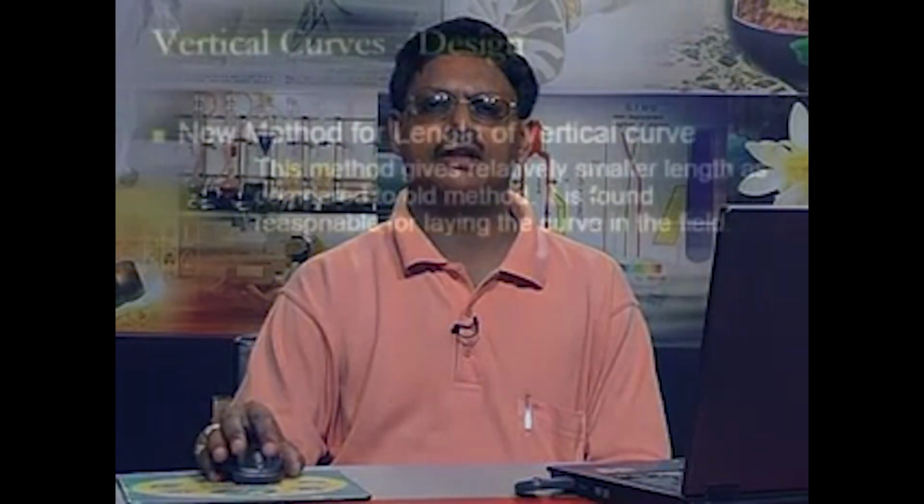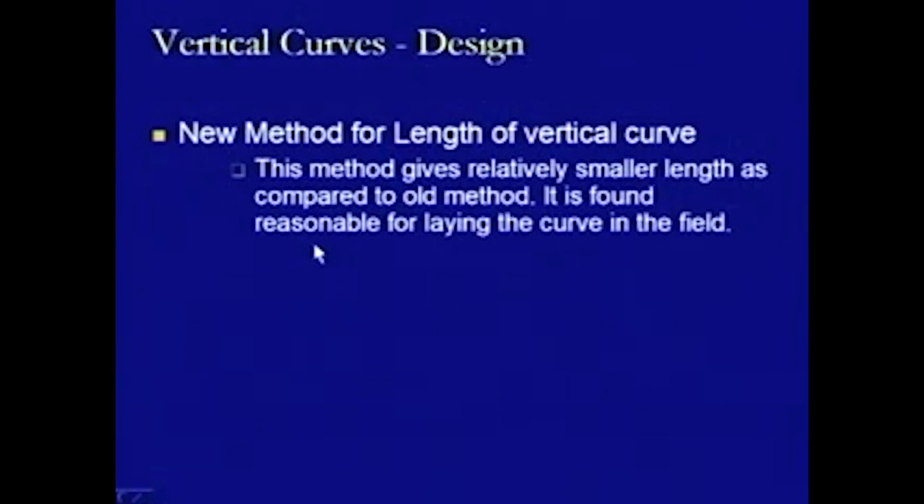So, this is a new method by which we can compute the value. This new method for the length of the vertical curve gives a length which is relatively smaller, and in some conditions we find a large variation between the length computed using the previous formula and the one computed using this new formula. This is a comparison between the two methods, but nowadays we are using the latter formula as compared to the former one. And it has been observed that while laying these types of vertical curves in the field, they have been found reasonable.